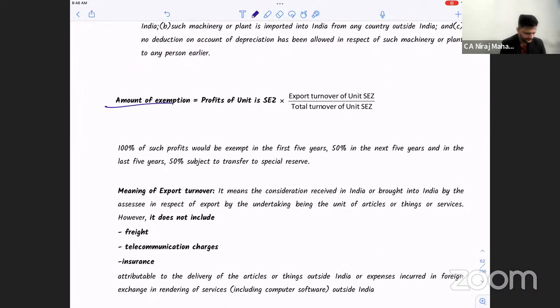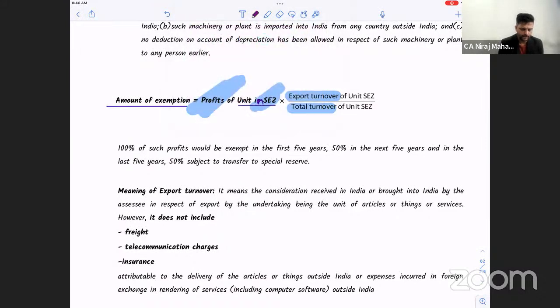So how much exemption do you get? This is our main formula or main point. Profits of unit in SEZ into export turnover of SEZ unit upon total turnover of SEZ unit. What will be exempted under 10AA? Under what ratio? Whatever profit you earn in SEZ, that profit will be exempted under the ratio of what? Export turnover to total turnover. That is the ratio. Simple.